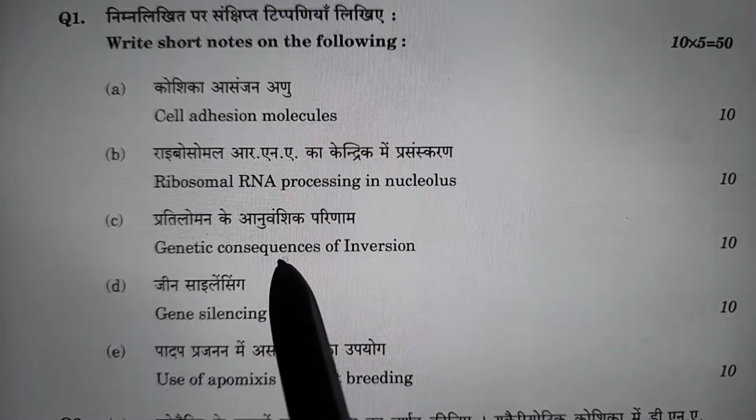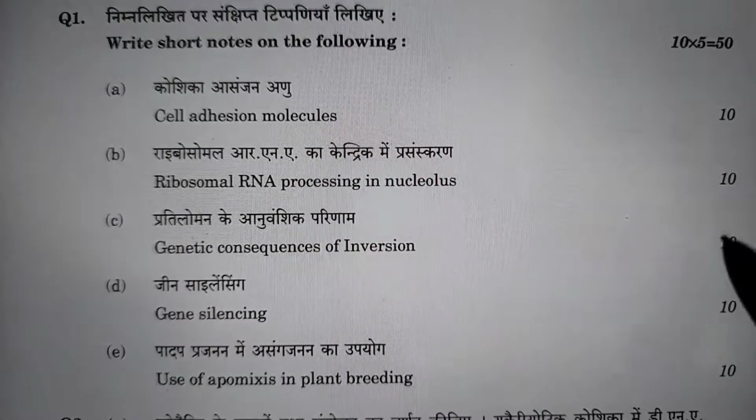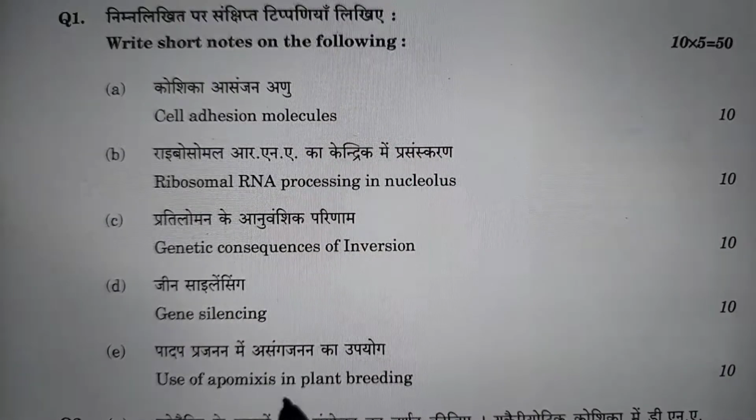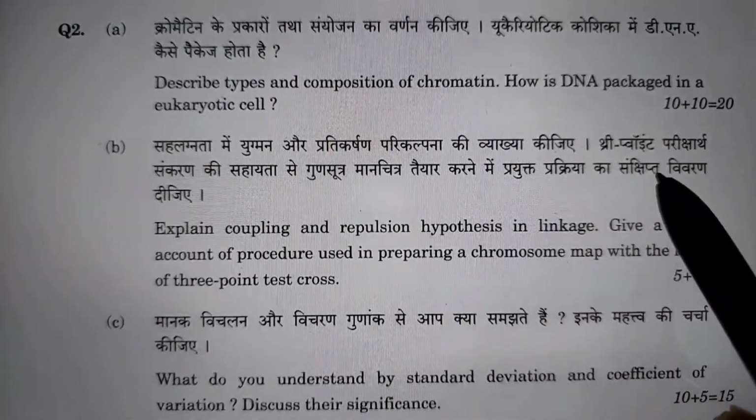Genetic consequences of inversion, 10 marks. Gene silencing, 10 marks. And use of apomixis in plant breeding, 10 marks. Question number 2 also having 3 options.